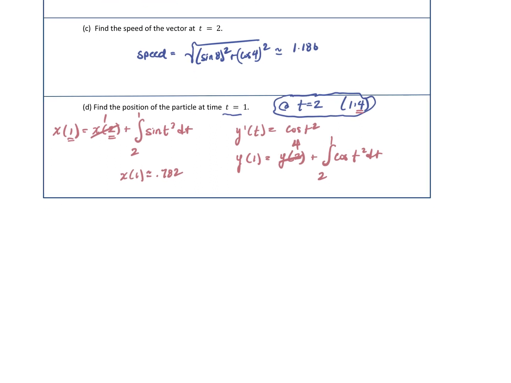So you don't have to worry about changing your bounds here. Yes, I know we're going from 2 to 1, but you're just going to put it in the calculator, so it won't be a problem. So y of 1 would be 4.443. So the position at t equals 1 is equal to (0.782, 4.443).